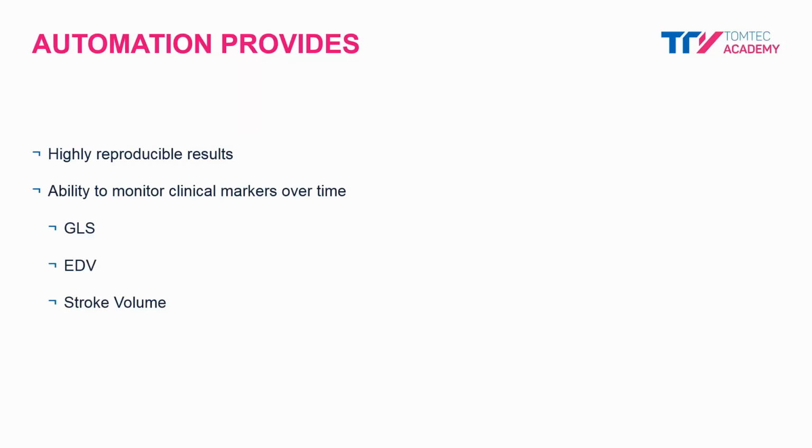What are some specifics that automation can provide? First off, automation can provide a high level of reproducibility. Automation can also provide the ability to analyze and monitor individual clinical markers over time and provide confidence in the automated parameters. Working offline also provides convenience and increases productivity.